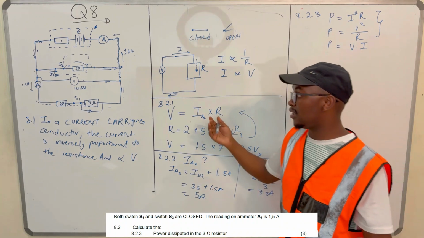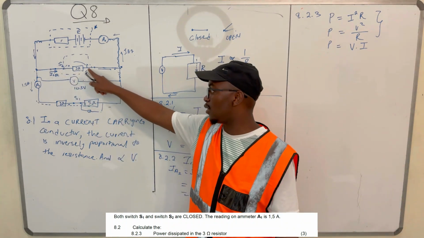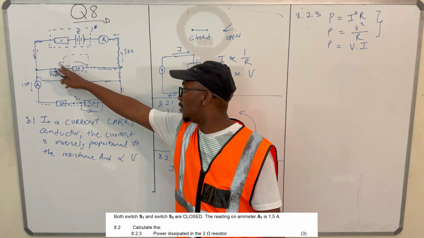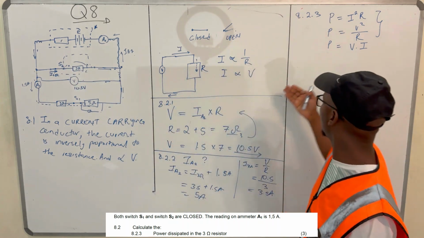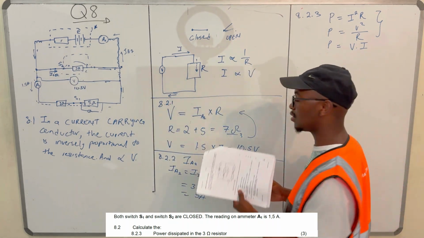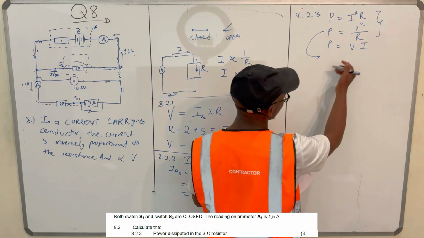And another person can say, you know what? I know the potential difference across here. I know the current that goes there, so I can just go through this. So you can choose any path that you like. I'm going for this one.